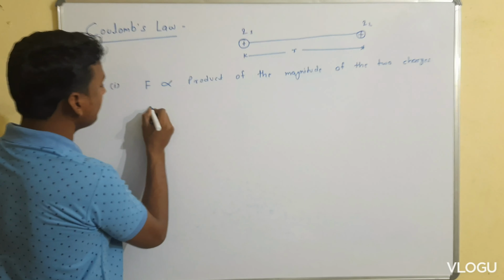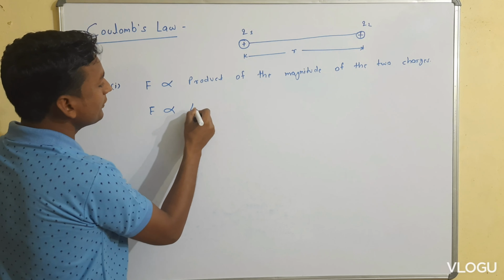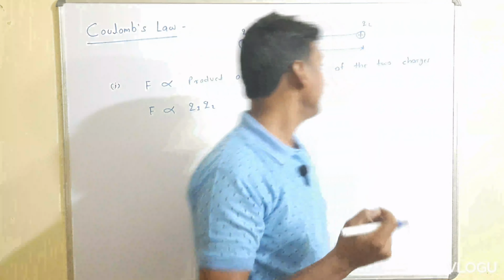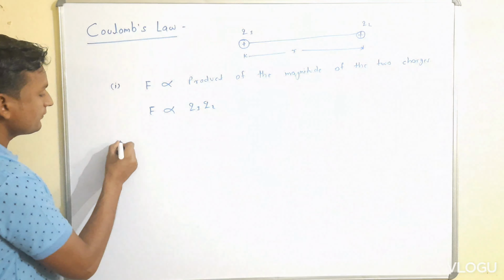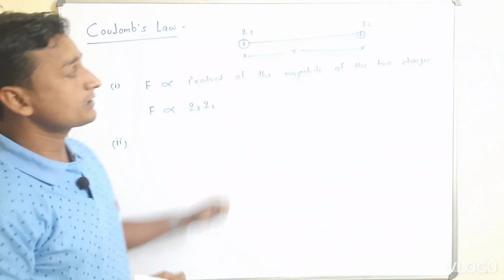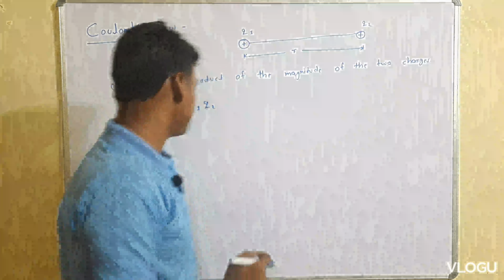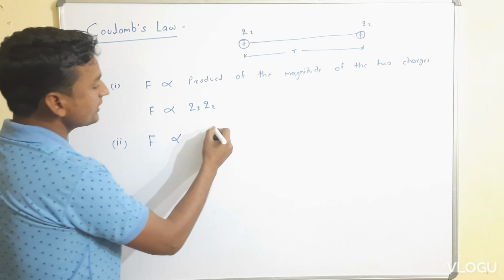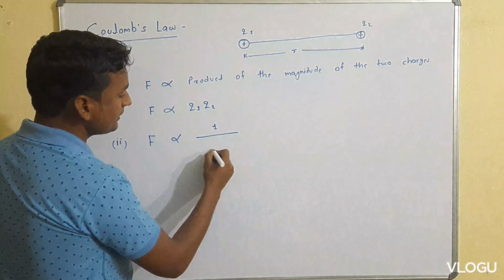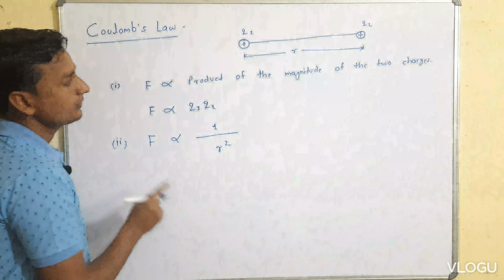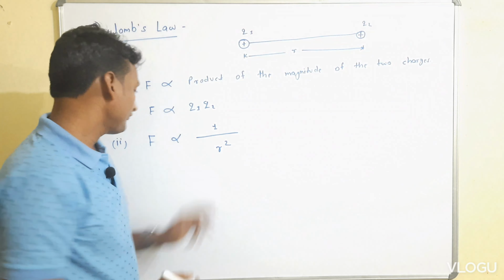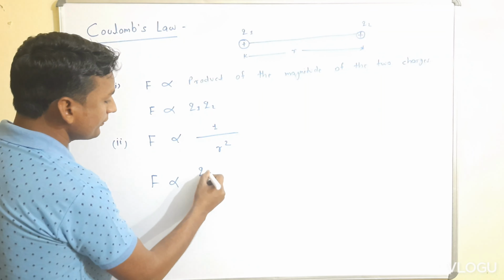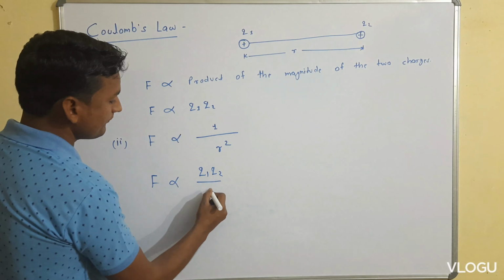That is, we can say F is directly proportional to q1 multiplied by q2. Now the second postulate he found was that this force is inversely proportional to the square of the distance of separation between the two charges, that is r square. So when we combine these two, we get F directly proportional to q1 q2 divided by r square.